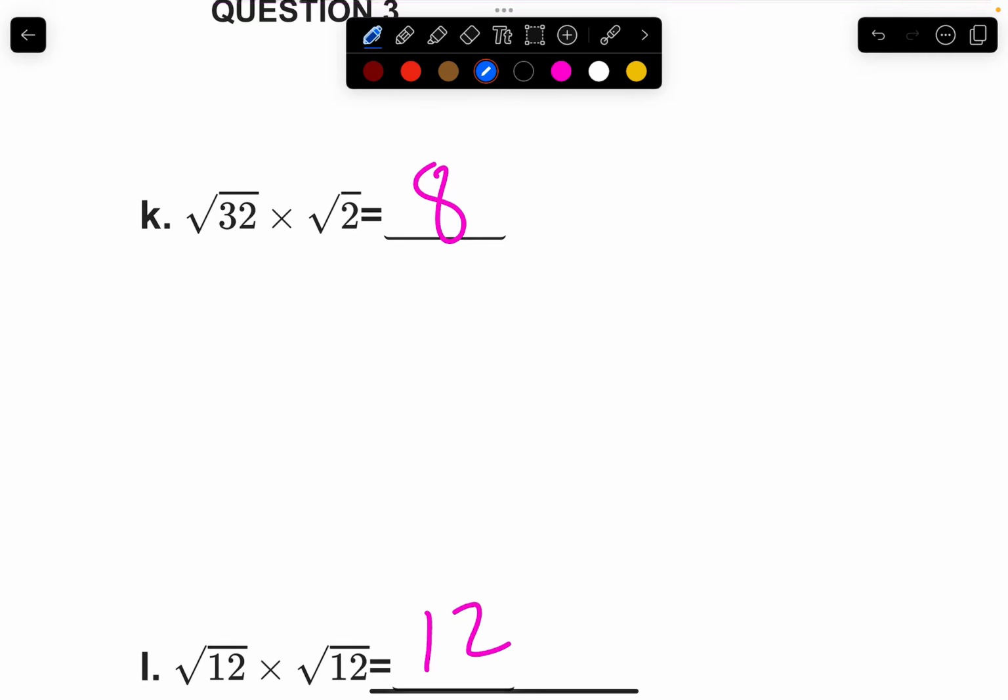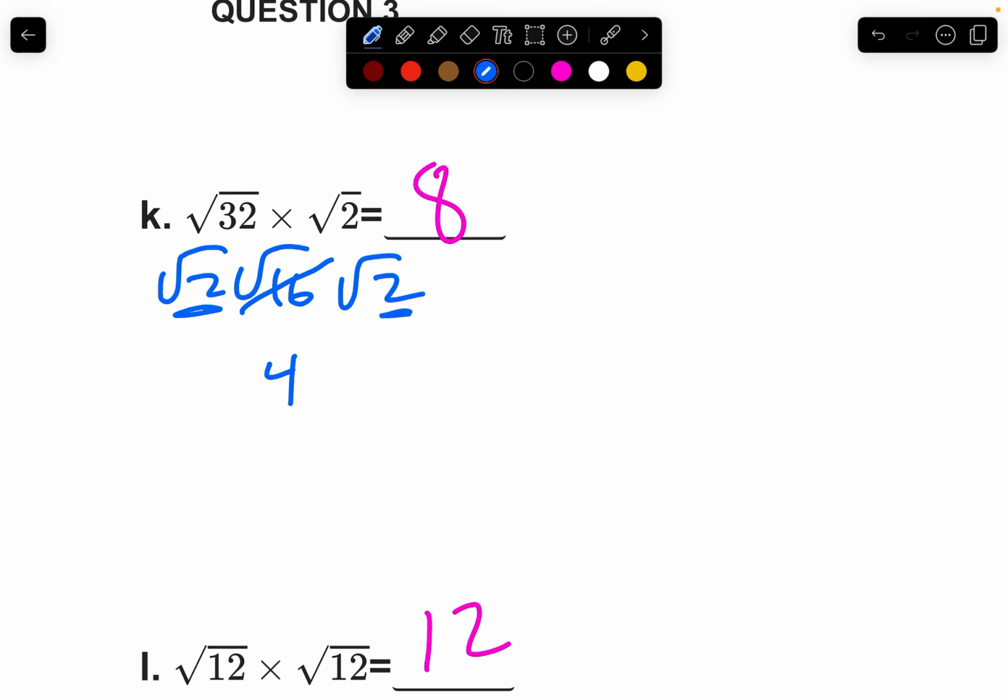Root 32 times root 2. There's a few ways to do it. If you do it the way we kind of did it in class, you would change this to root 2 times root 16, and then you still have this root 2. Well, root 16 becomes whole number 4. Root 2 times root 2 becomes whole number 2, which becomes 8.